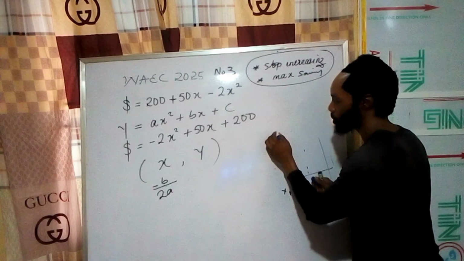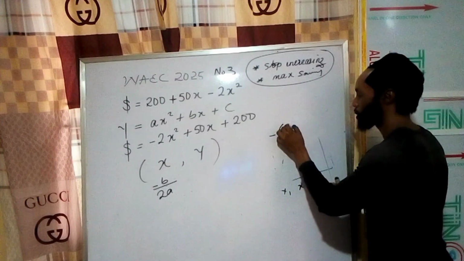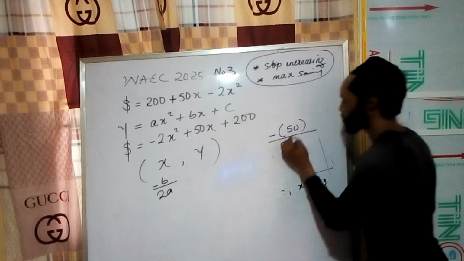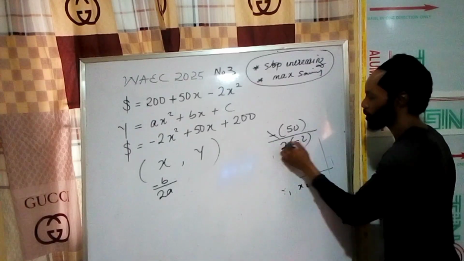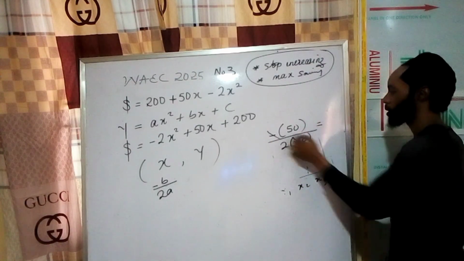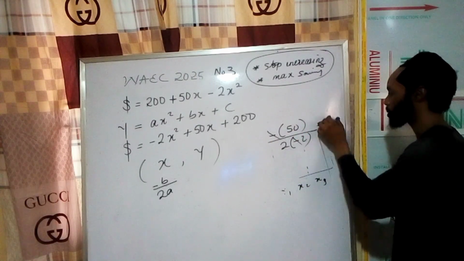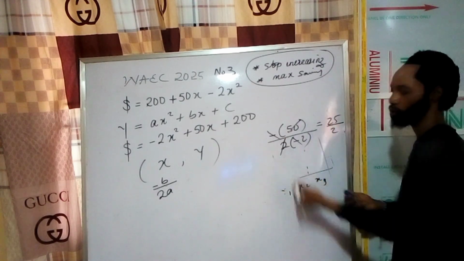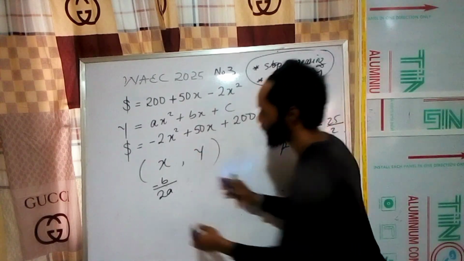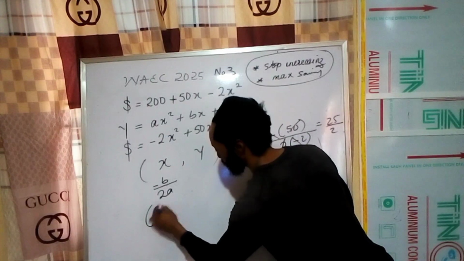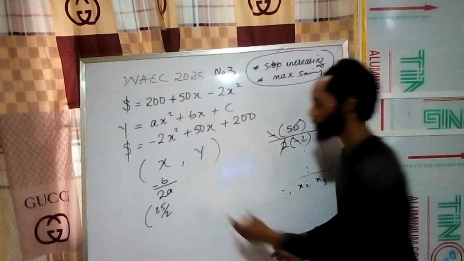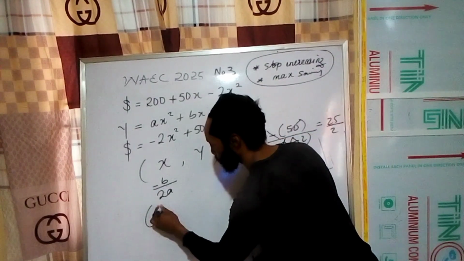So minus our b is what? Negative 50 over 2, and our a is what? Negative 2. So if you cancel and cancel, this is going to give us 25 over 2. So our x is 25 over 2, which we can also call 12.5.